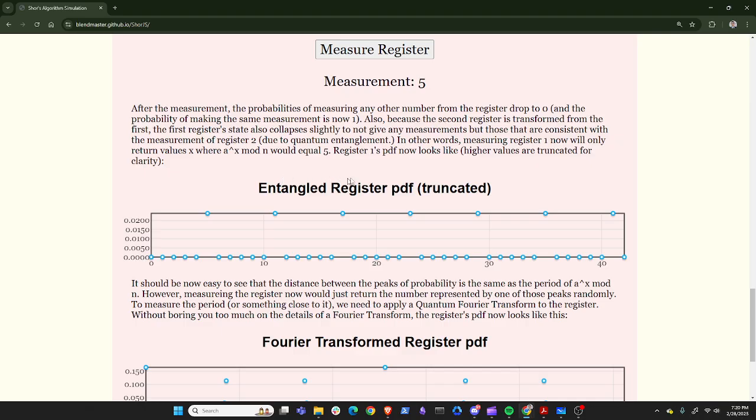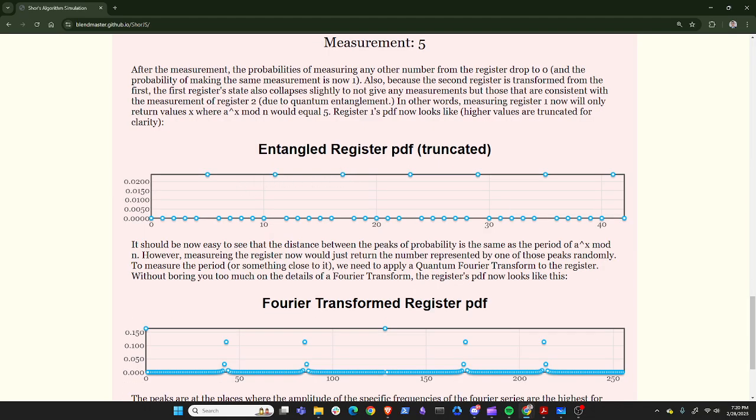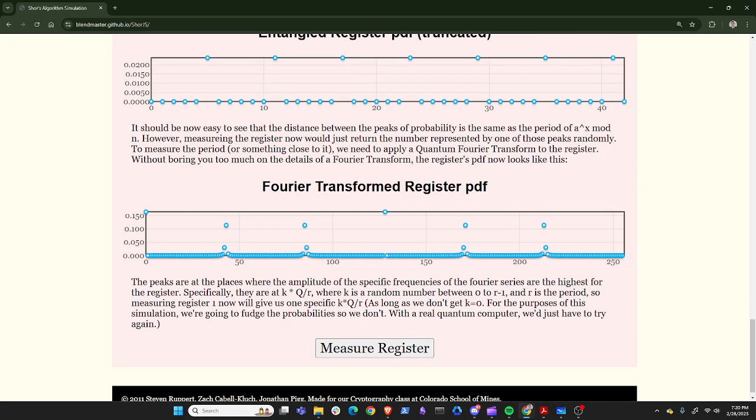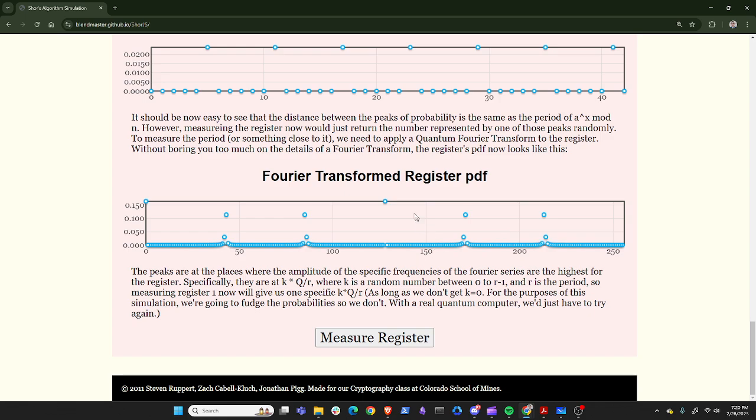So the probability of measuring any other number from the register dropped to 0, and the probability of making the same measurement is now 1. Also, because the second register is transformed from the first register, its state also collapses slightly. So here, at these intervals of 5, the values on the probability distribution function are elevated above everything else. Everything else is at 0. These are much higher. And then the Fourier transform register PDF comes down here.